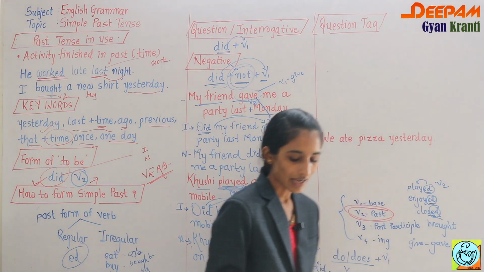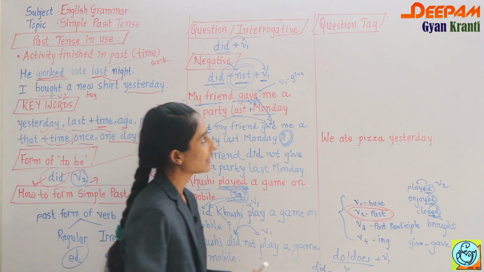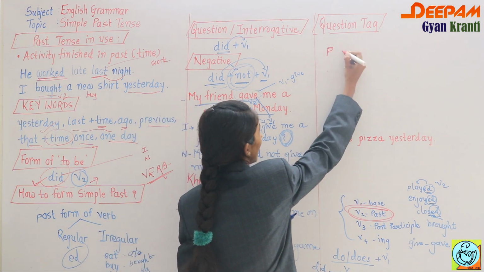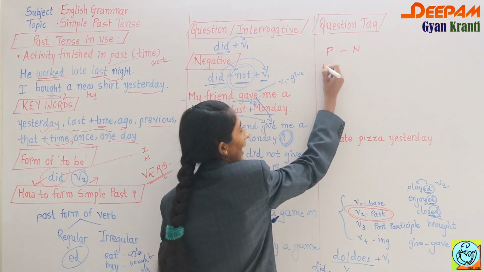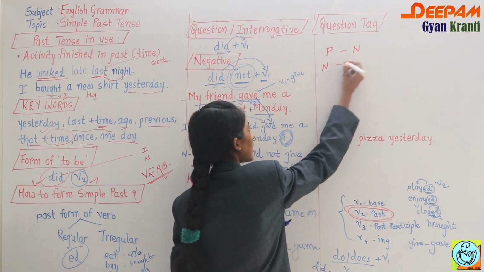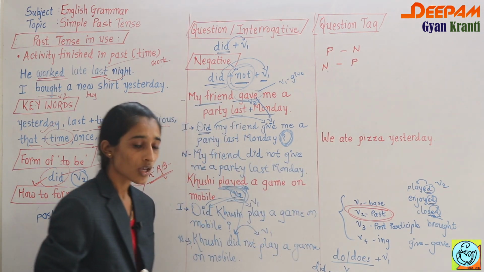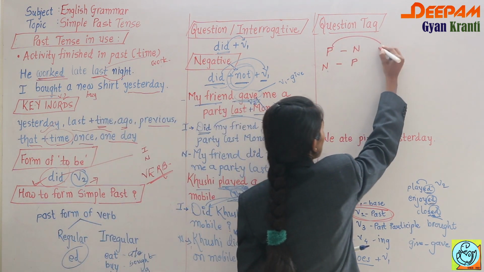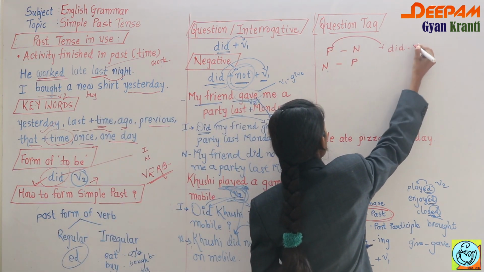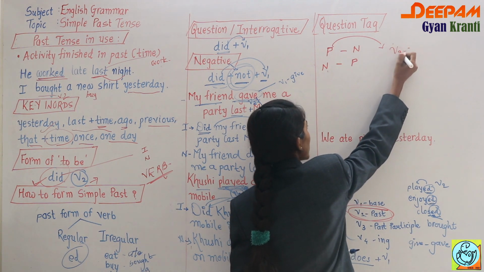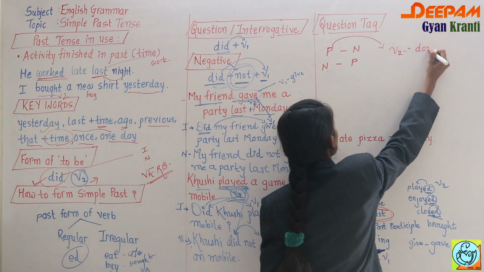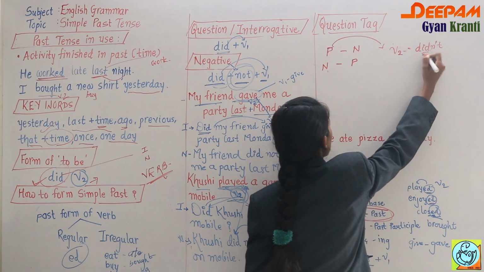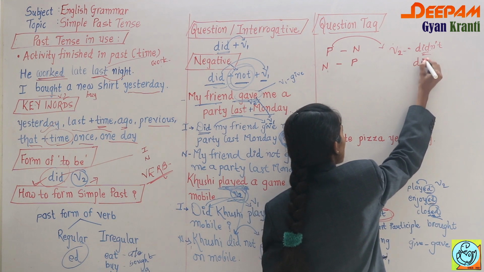Okay, so these are the sentences. Then for question tags, I already told you in a previous video, if your sentence is positive, then you have to give the answer in negative. And if the sentence is negative, then you have to give the answer in positive. And here we have which to be form? So did. If V2 is given, that means our answer is didn't.